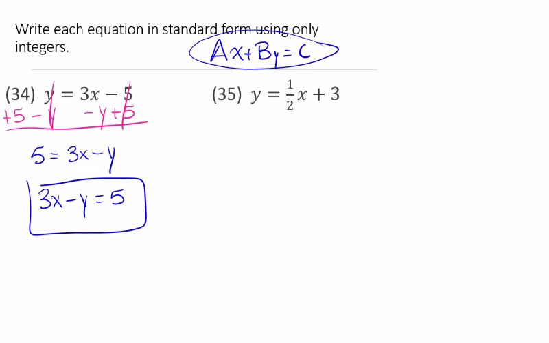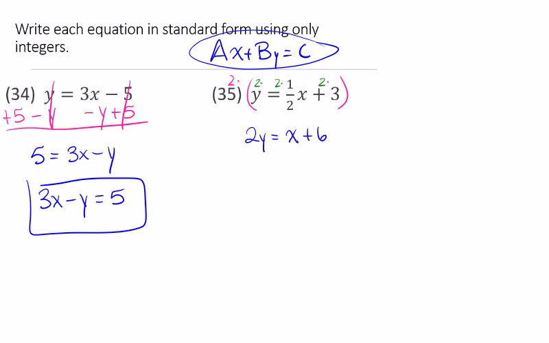All right. So for 35, we want to get this to be standard form as well. So remember, standard form has to be integers, so we can't have fractions. So the first thing I'm going to do is multiply everything by the least common denominator, just to get rid of the fractions, right? So I'm going to multiply each term by 2. So 2 times y is 2y. 2 times a half is 1, so it's just going to be 1x. 2 times 3 is 6. So I multiply 2 by each term here: 2 times y, 2 times 1/2 x, and 2 times +3.